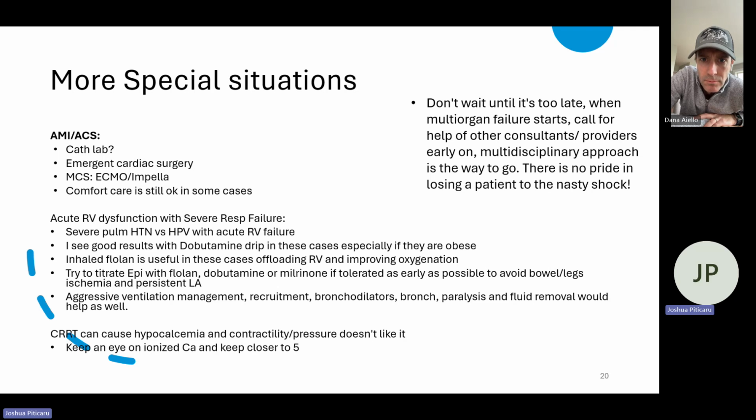Acute RV dysfunction with severe respiratory failure, right? Something that happens very often. Severe pulmonary hypertension could be the reason, related to lung disease or as a primary pulmonary hypertension. Hypoxic pulmonary vasoconstriction from severe hypoxemia, right, causing RV dysfunction. I see good results with the dobutamine drip in these cases, especially if they're morbidly obese. For some reason, it does help, okay? I don't know why, but it does help a lot. It helps the RV and also dilates the pulmonary a little bit.